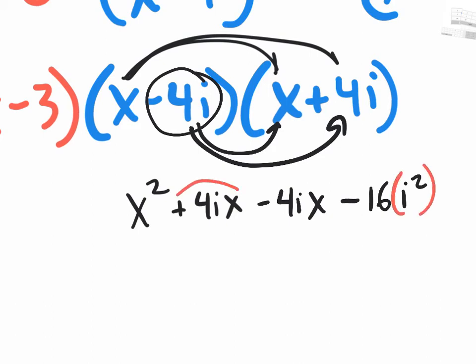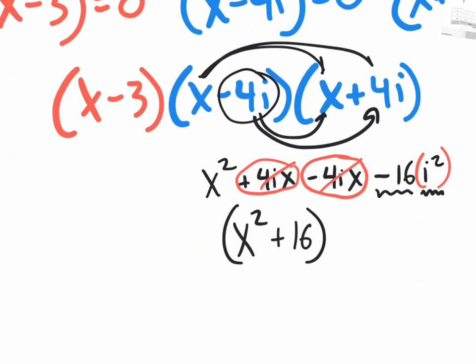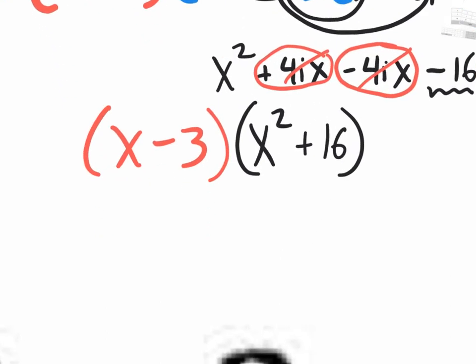So notice the middle terms are exact opposites. One's positive, one's negative. They disappear. So we really have x squared. And instead of a minus 16, you have a minus 16 times negative 1, which is a plus 16. So this is your new binomial instead of these blue binomials that we had multiplying together. Okay. Now we still need to multiply it by that first binomial, the x minus 3. So let's distribute that now.